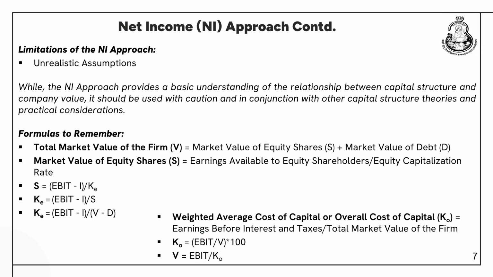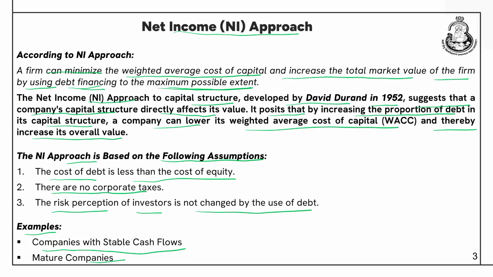So, now obviously we had a certain set of assumptions for this theory. So, we have a certain set of limitations also, and they are mostly attributed to the assumptions that we have taken. If you just go back to the assumptions, you will see one of the assumptions was that the cost of debt is less than the cost of equity, that is fine. Another assumption was that there are no corporate taxes. In the real world, companies pay taxes. So, this assumption can be taken as one of the limitations. The risk perception of investors is not changed by the use of debt. This was one of the assumptions, but in reality what will happen?